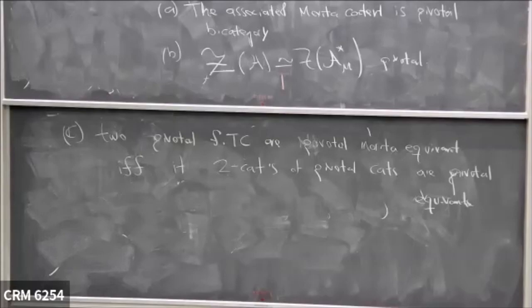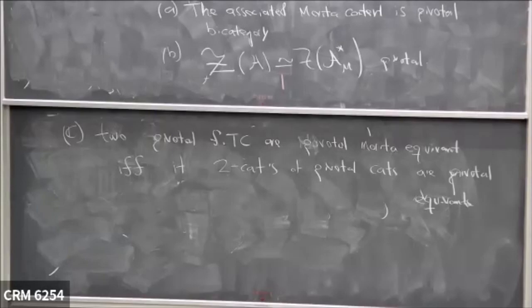Thank you so much. Thank you. Is the converse of part A true, that if the bicategory is pivotal, then the module category is pivotal? We hope so, but at this moment we don't have a proof of the converse. Yeah. One more question. Without pivotality, it's still true in the other direction. It's not clear how to endow this with the structure of pivotal.